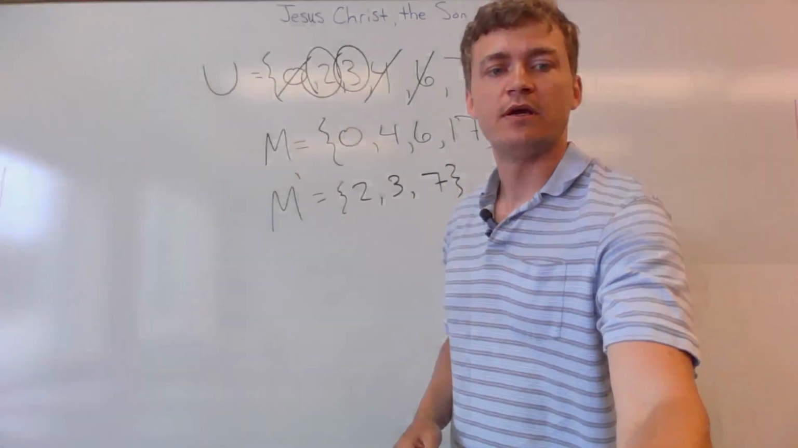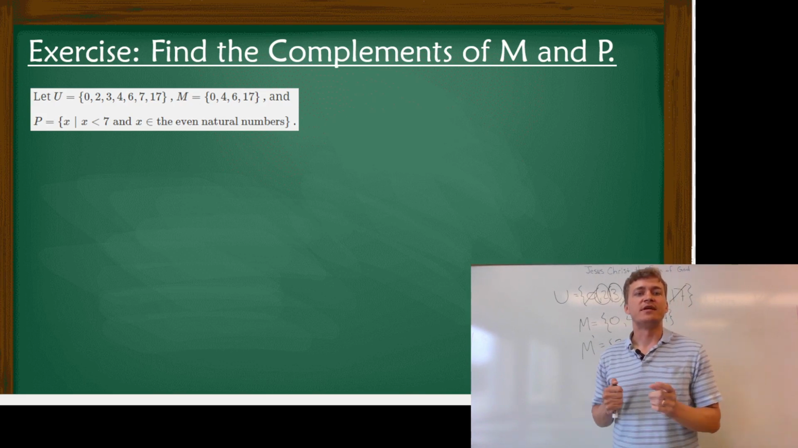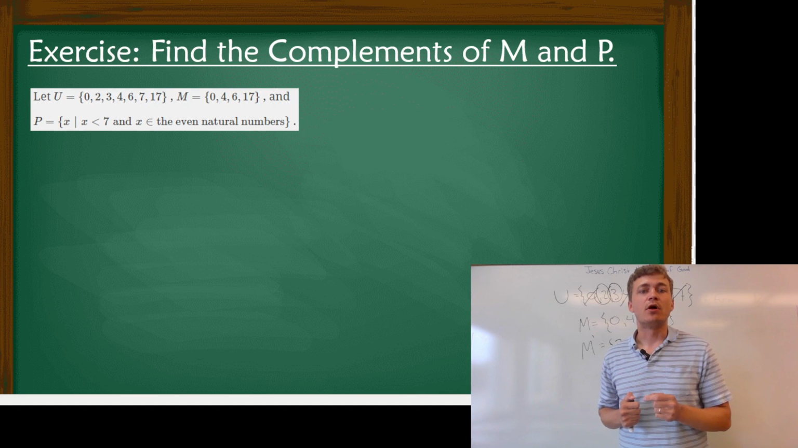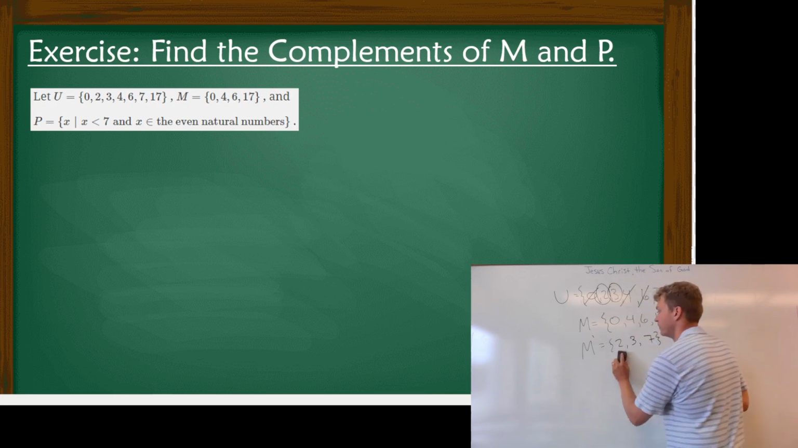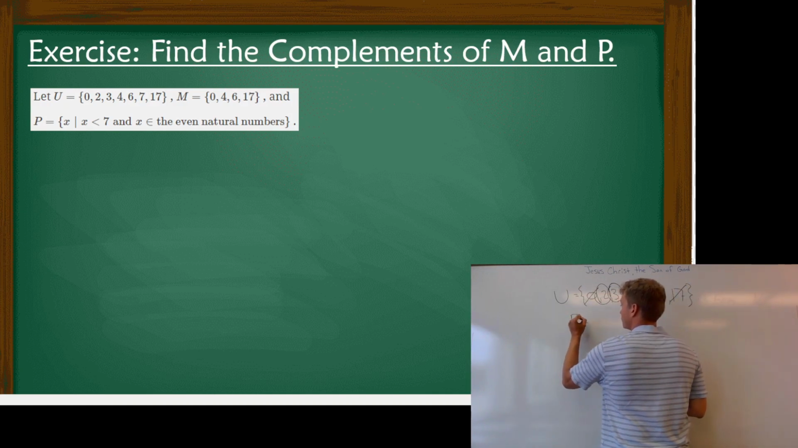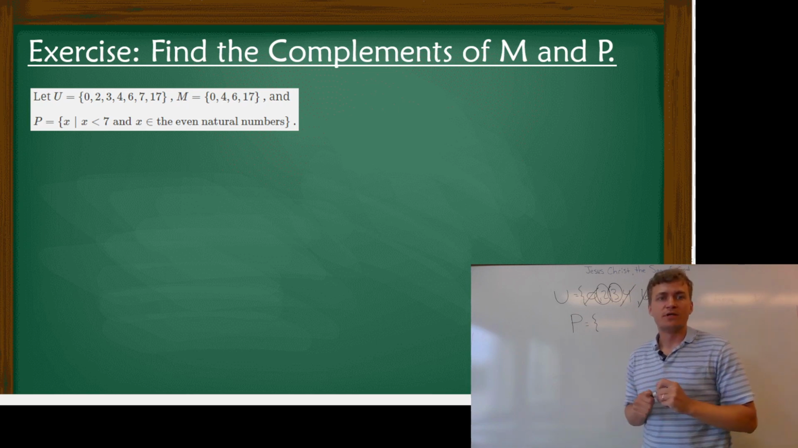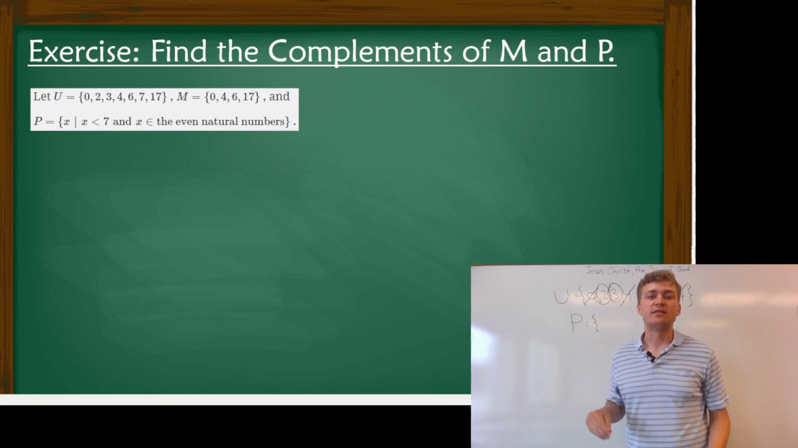We'll go back to the second example here, and as my screen is blacked out, we'll pull that back up there. P is the set of numbers such that x is less than 7, and x belongs to the even natural numbers. So let's take a moment there to define what P is before we find P complement. So P must be less than 7, and P must be an even natural number. So what are the numbers less than 7? Well, 6. 6 is less than 7, and 6 is an even natural number.